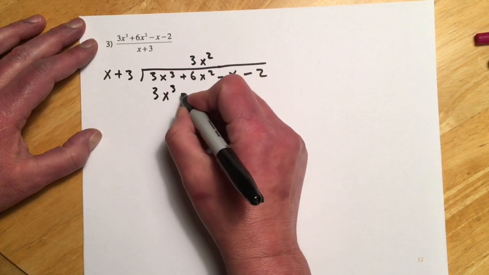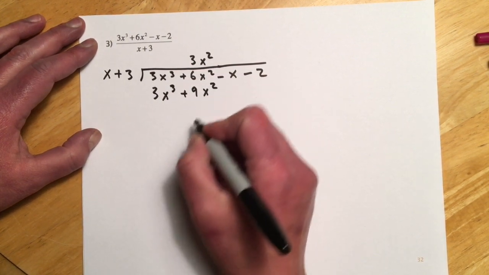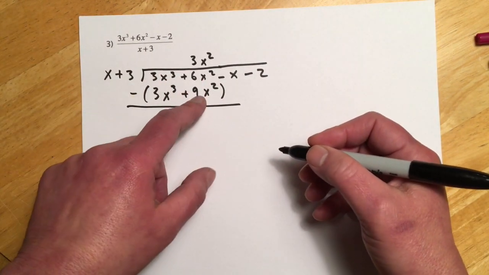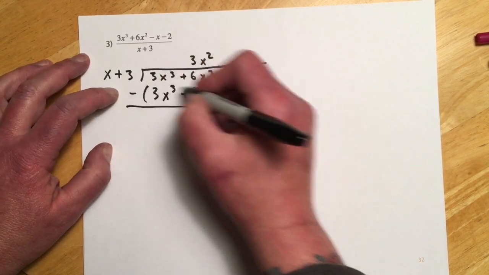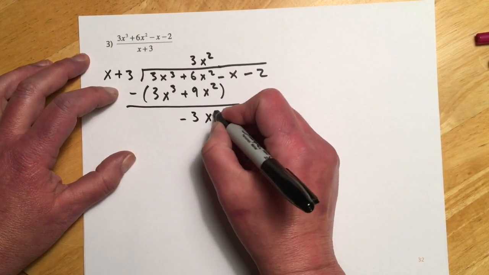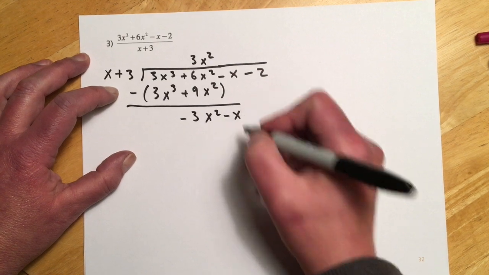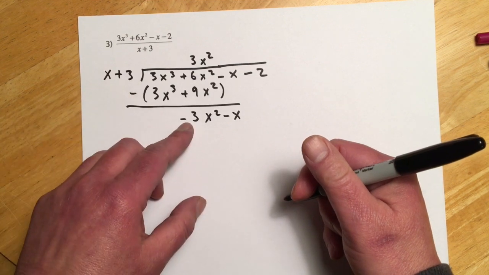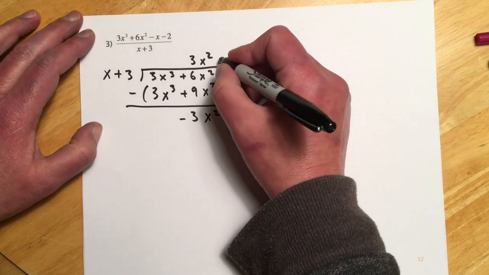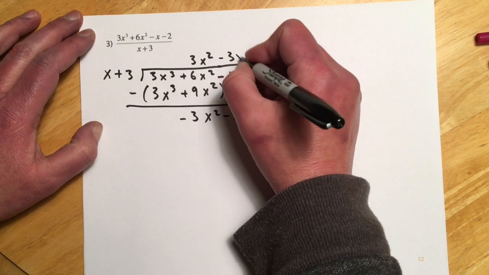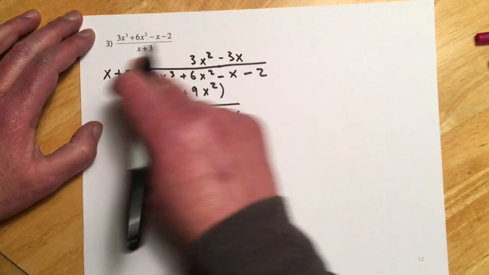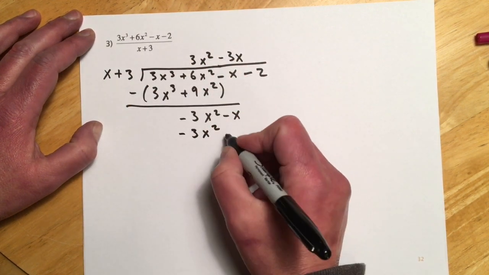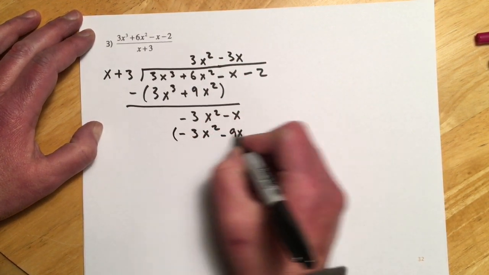And then 3 times 3 will make a 9x squared. And then we subtract, so 6 minus 9, those cancel. And then 6 minus 9 makes negative 3x squared. And then bring down the negative x. And then just go again. So what do I multiply x by to make it exactly negative 3x squared? So I need a negative 3 and 1 more x. So negative 3x times x, negative 3x squared, negative 3 times 3 makes negative 9x.